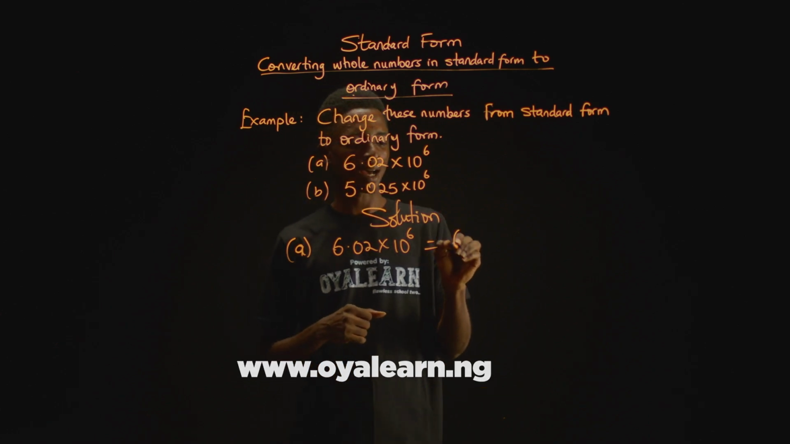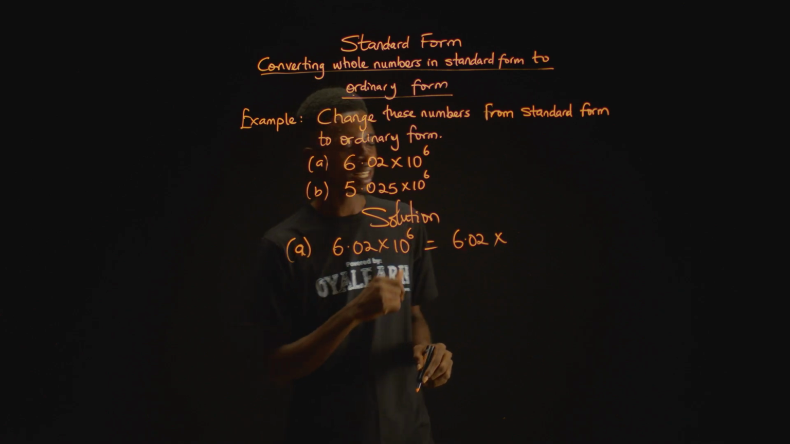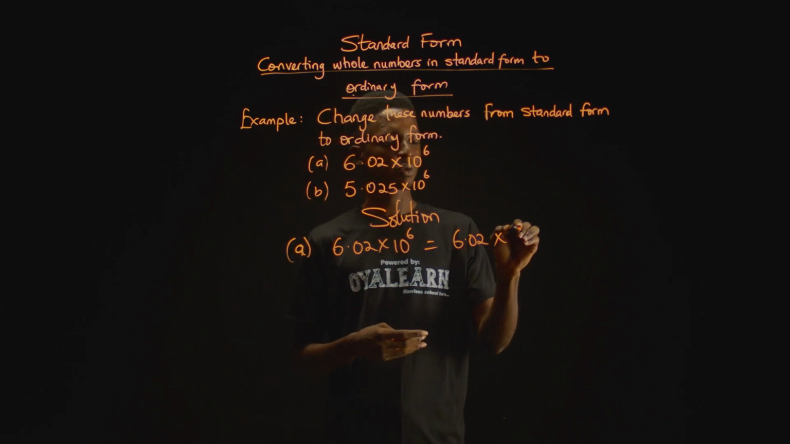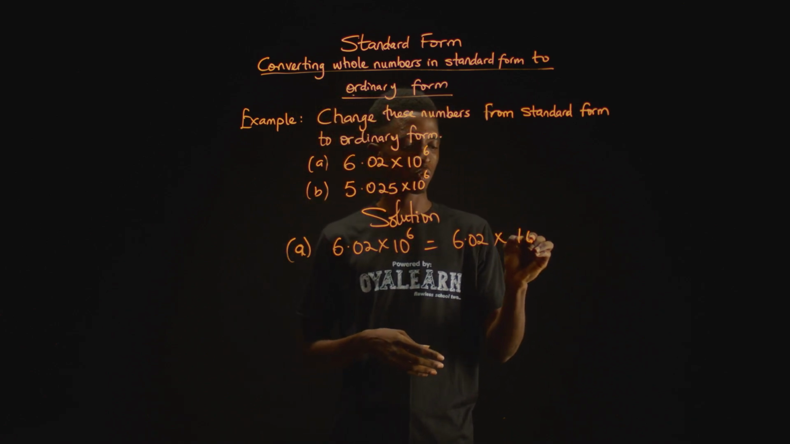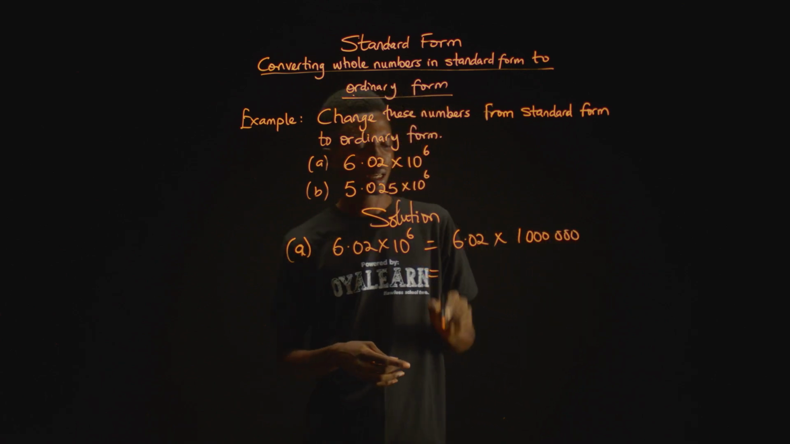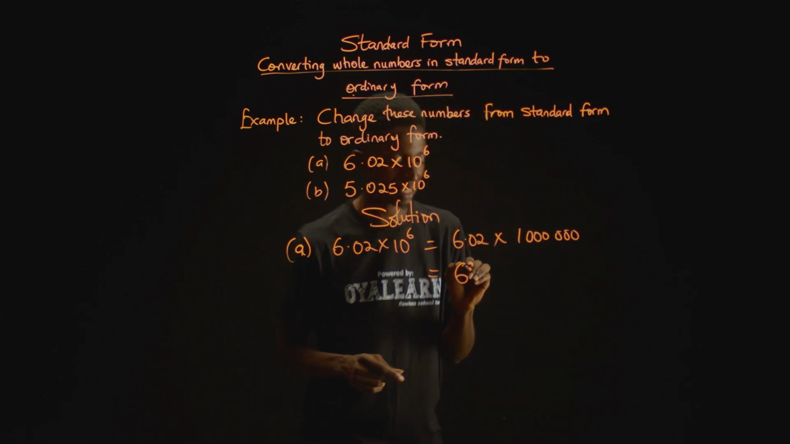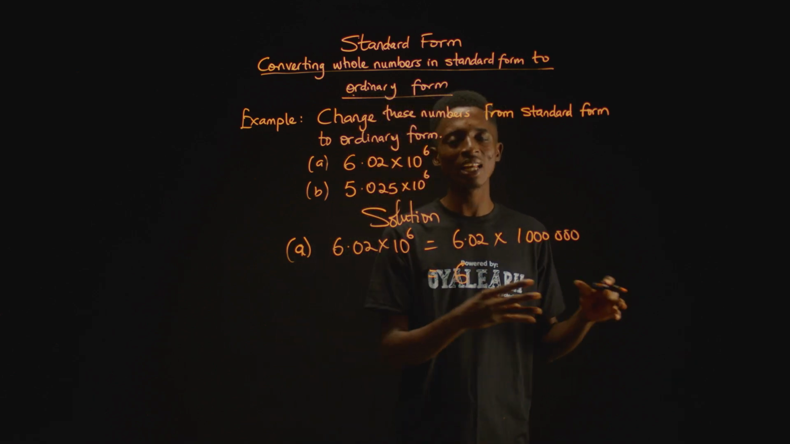This means we are going to have 6.02 multiplied by, now 10 raised to the power of 6 means we have 1 and then 6 zeros. So 1, 2, 3, 4, 5, 6. So to write this in normal form, it means after the number 6, we are to have 6 other digits that follow.